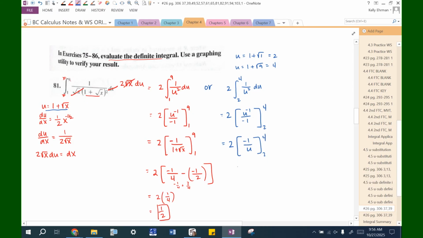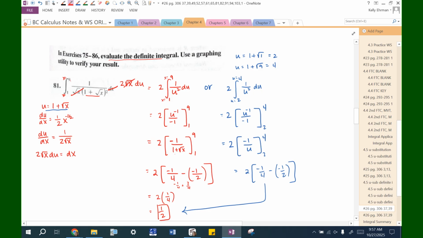What about the math over here? So you're just plugging in 4 and 2. So 2 times negative 1/4 minus negative 1/2. See how the math works out the same? So all you're doing basically is, when you change the limits of integration to be in terms of u instead of x, you're just changing the order in which you do these steps.